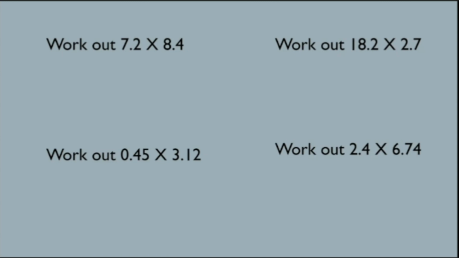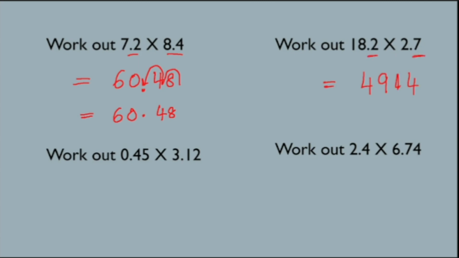7.2 into 8.4. So I'm multiplying 72 by 84. My answer would be 6048. Since there are two decimal places, I'm shifting 2 places. So my answer would be 60.48. Second one, 1.82 by 2.7. So my answer would be 4914. And I have three decimal places here. I'm shifting 3 places. 4.914.